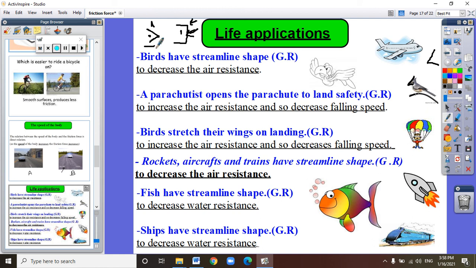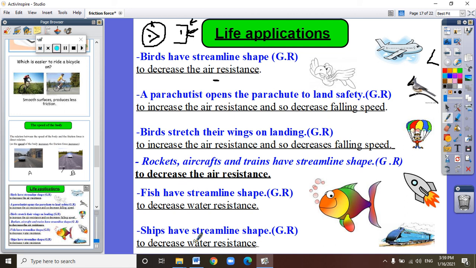But if the birds have a streamlined shape like this one, we will decrease the surface area, and when we decrease the surface area, the friction force is decreasing, so the bird will move so easily, right? Because the friction force allows the body to stop. So when we decrease the friction force, the movement will be easier. So the birds have a streamlined shape to decrease the surface area and decrease the air resistance or the friction force.